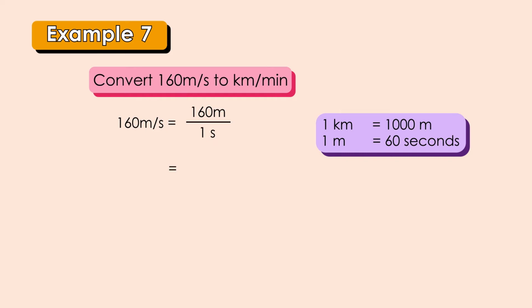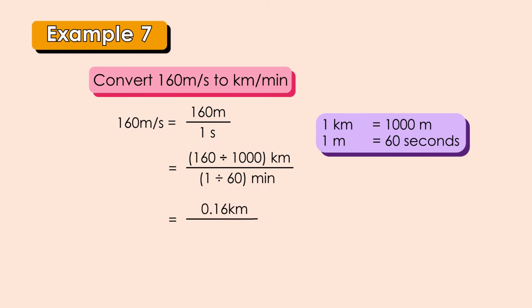So, it is equal to 160 meters divided by 1000 to change into kilometers, and 1 second is divided by 60 to change into minutes. Pupils, you may use the calculator to help you in the calculation. What's the answer? Good! 0.16 kilometers divided by 0.0167 minutes becomes 9.6 kilometers per minute.